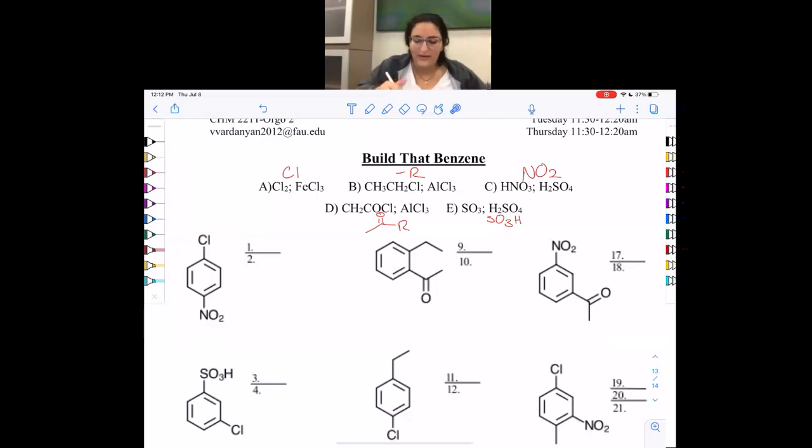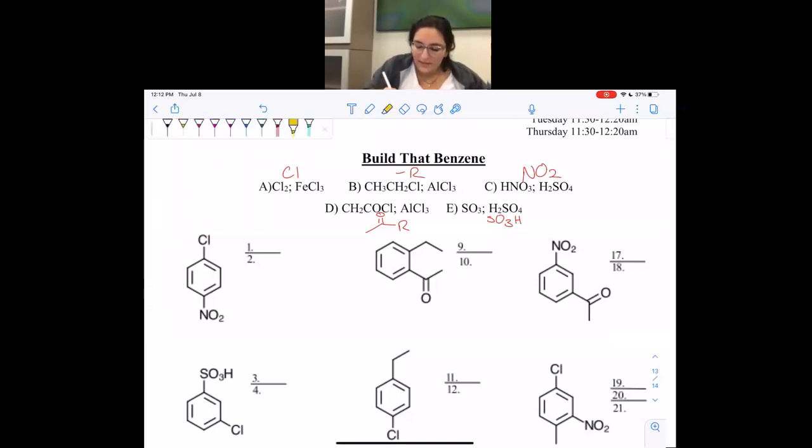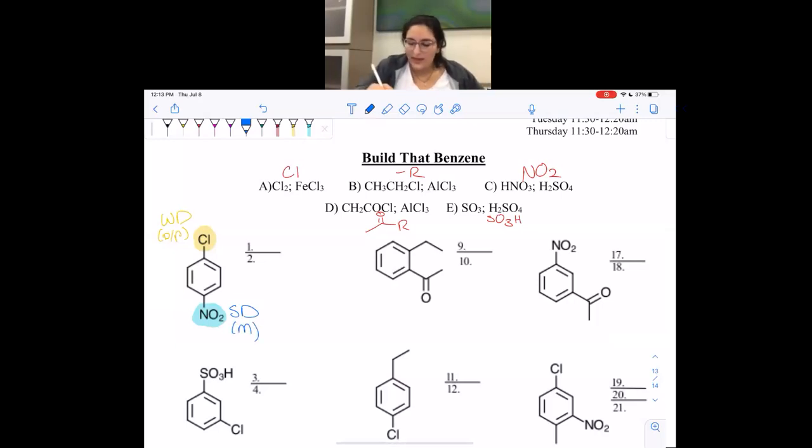So, we're going to go about it the same exact way. Chlorine. Activator, weak deactivator, strong deactivator. What is it? Weak deactivator. And we know that it's ortho-para. What about NO2? Activator, deactivator, strong, weak. Strong deactivator, and we know it's meta. Cool. And then I want you to think, what is the relationship between these two? Are they ortho, para, or meta to each other? They are para.